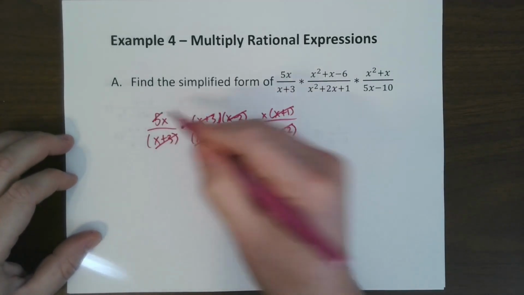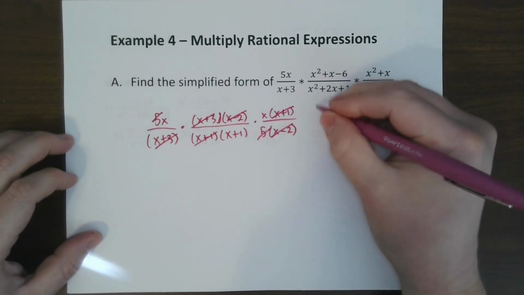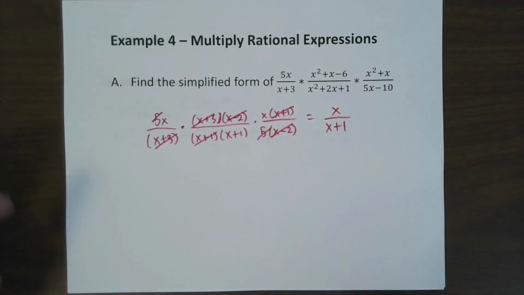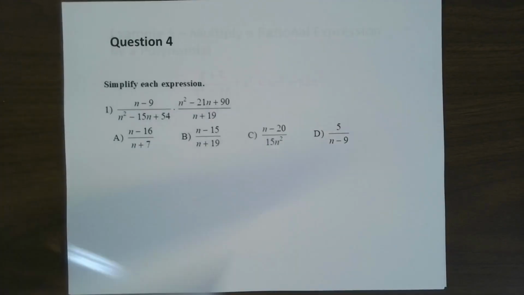Oh, the 5s. 5s cancel. So we're left with an x on top and an x plus 1. And that's it. So really, you're not multiplying, you're just more factoring, canceling more. Go ahead and try this problem.